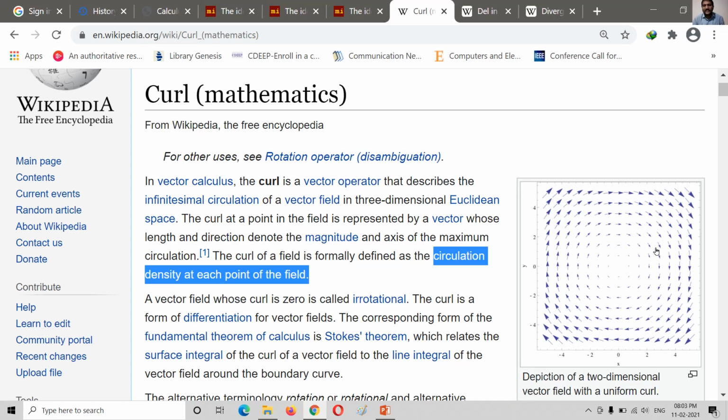So consider this one. Now we can say that somewhere we have the axis of this, and at the same point we have the circulation. We have the circulation density at each point of the field. It means that this field has circular density, this field has circular density, this field has your circular density.